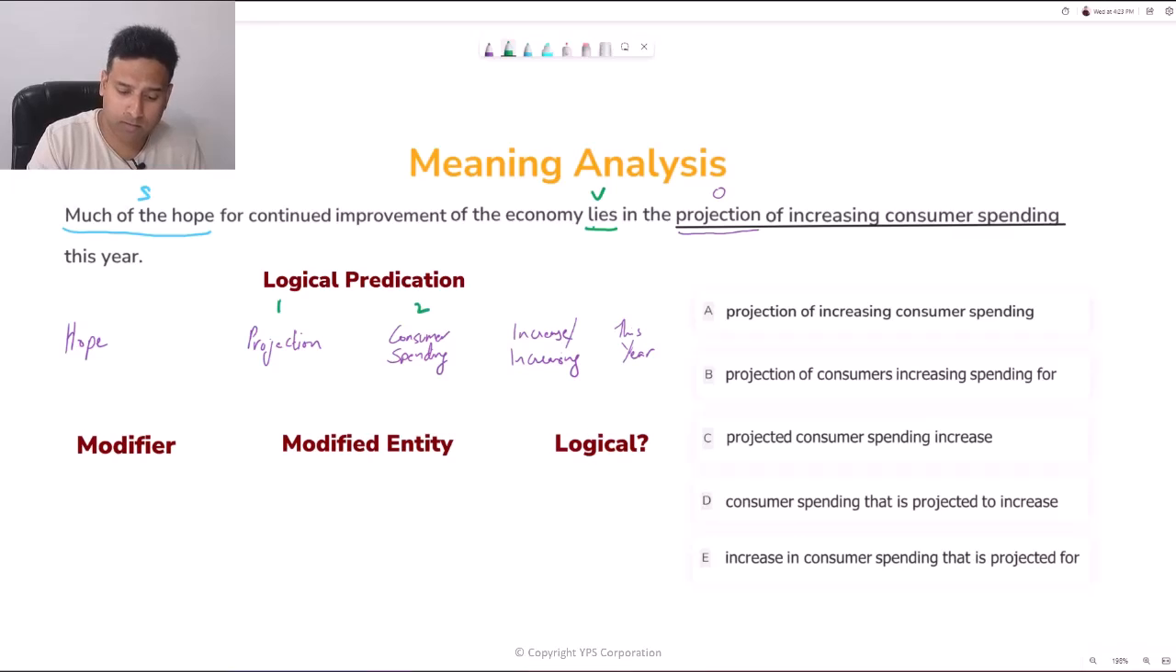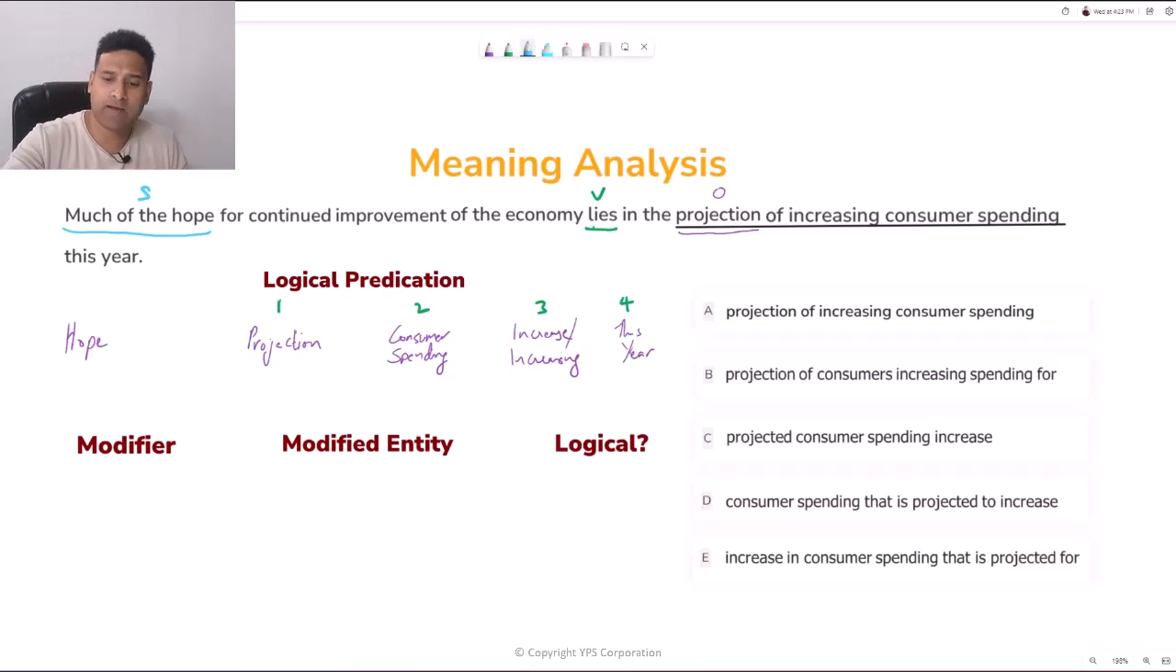1, 2, 3, or 4? So this is where you put your thinking hats on. Come on, give this a good thought. Does the hope lie in the act of projecting something? Does the hope for continued improvement of the economy lie in consumer spending? Does it lie in an increase in consumer spending? Does it lie in this year?